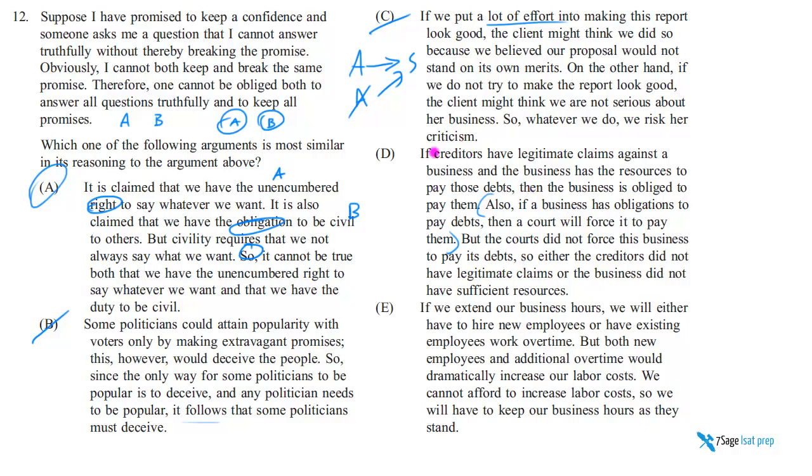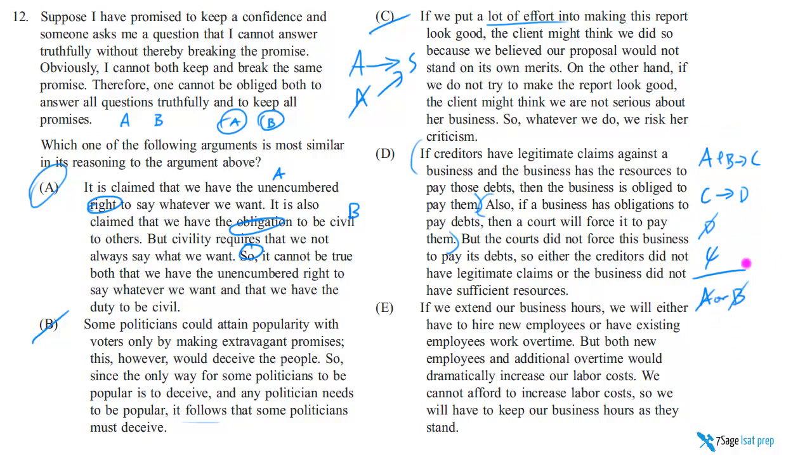Right? If this, and now this pushes back over here. If the business doesn't have an obligation to pay debt, then either the claims are not legitimate or the business doesn't have the resources. So either the creditors don't have legitimate claims or the business doesn't have sufficient resources. Very, very good argument, right? We learn from our conditional logic lessons. This argument takes the form if A and B, then C. If C, then D. Not D. Well, if not D, then you can't have C. And if you can't have C, then it must be not A or not B.